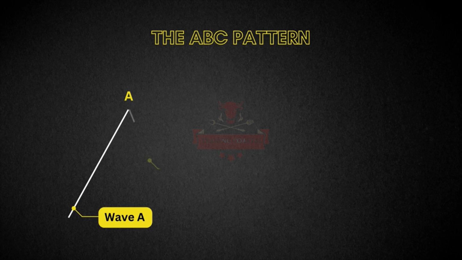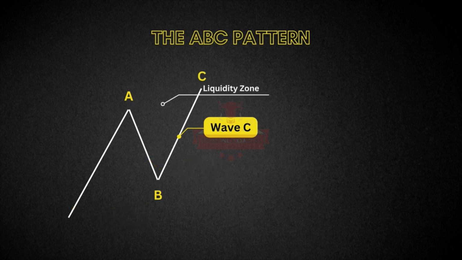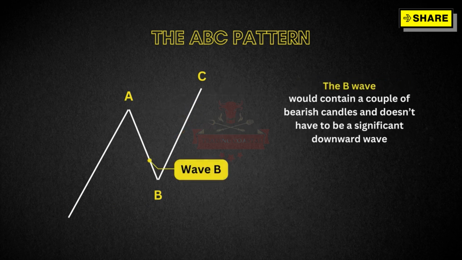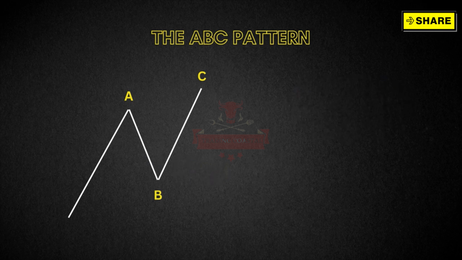Let's start with the ABC pattern. It is created by three major waves of price. It contains a rally wave upward, then we have a bearish retracement to the downside, and finally we have C wave to the upside. The C wave is a liquidity sweep that sweeps out the liquidity accumulated above the high. The B wave would contain a couple of candles, and doesn't have to be a significant downward wave. So this is the sort of pattern you should be looking for in a higher time frame.